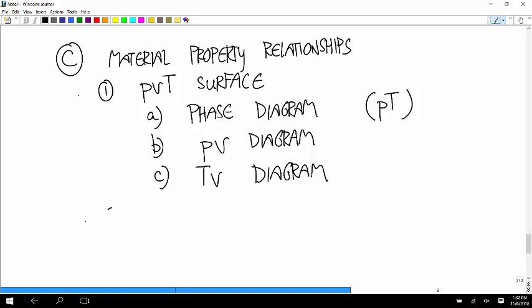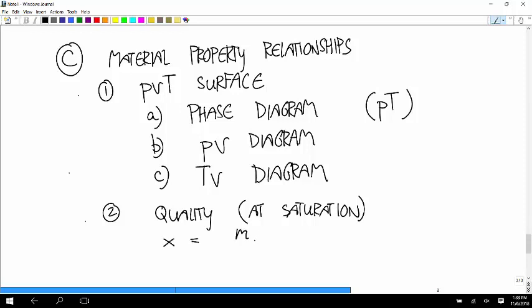And then we talked about quality. And that quality only is a thing for a saturated material. And the definition of quality is the mass that's made up of vapor divided by the total mass, which is the mass made up of vapor plus the mass made up of liquid.